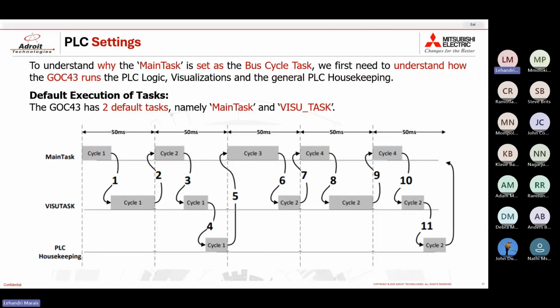Mainly we want to understand why we're setting our main task as our bus cycle task. This is because our GOC has two default tasks, the first being the main task and the visual task. Your main task is your PLC logic, whereas your visual task is your visualization, so your HMI screens and so forth.